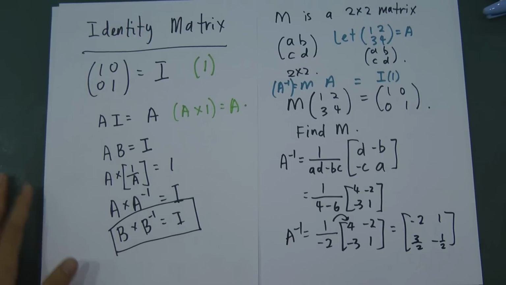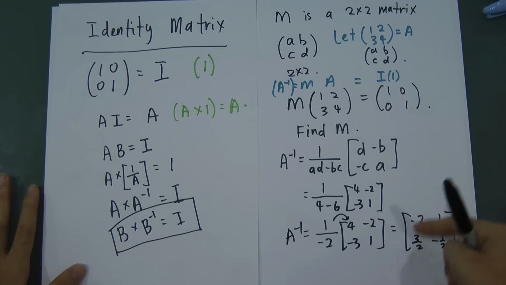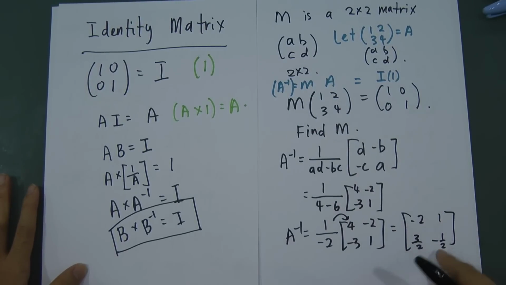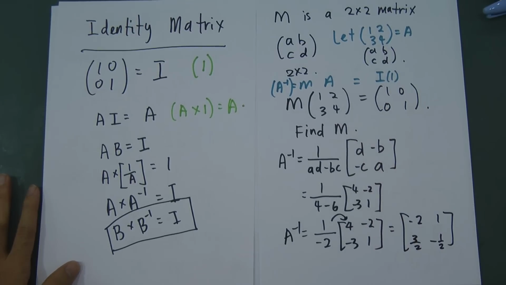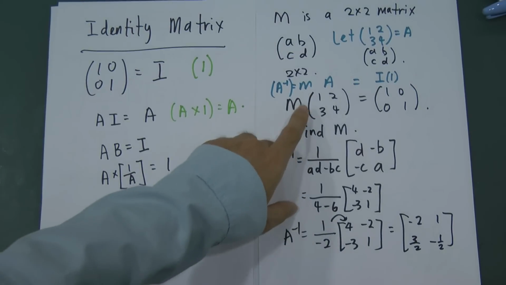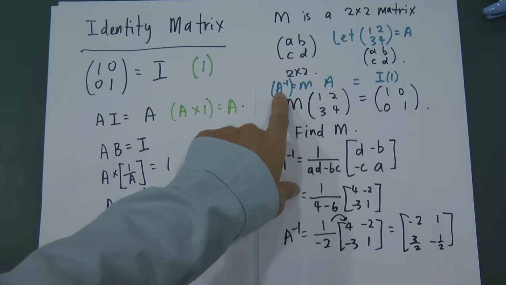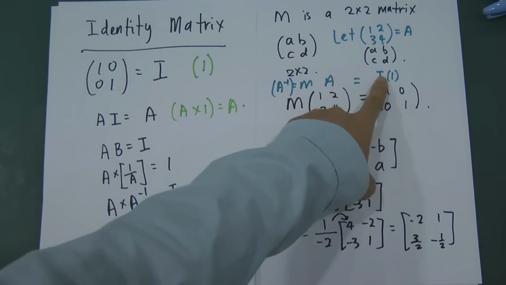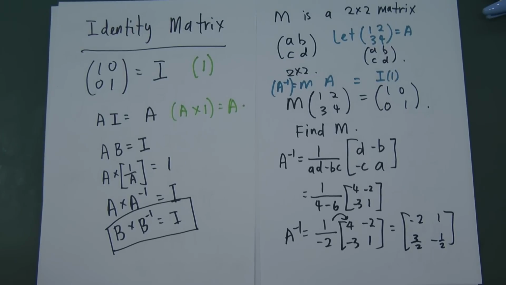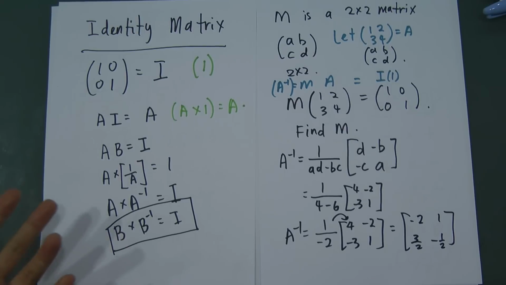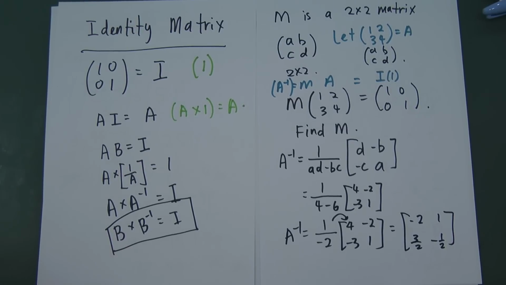If you do not believe, you can just multiply this matrix with 1, 2, 3, 4. You will get back 1, 0, 0, 1. This is the meaning. Whenever you multiply A by A inverse, you will get I. No matter which matrix, if you multiply it by its own inverse, then you can actually get 1, 0, 0, 1. This is the meaning.